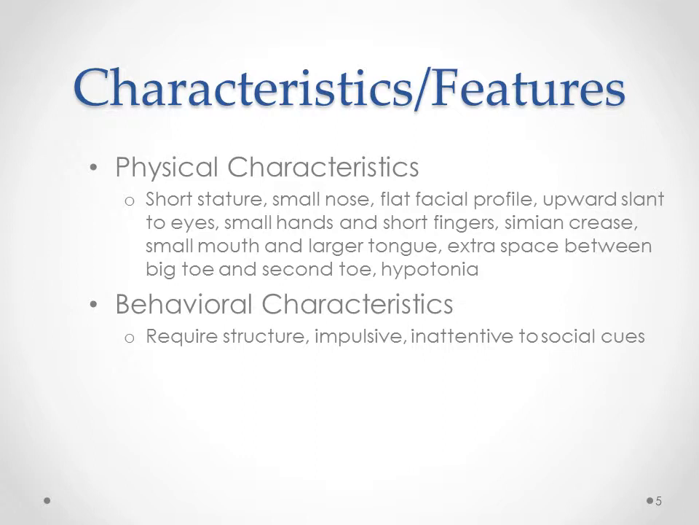Behavioral characteristics, you will see kids with Down syndrome that are very, very impulsive. They may be inattentive to social cues. Typically, when you see these behaviors, if you can structure a routine and keep things structured and keep things as black and white as possible, it tends to decrease those behaviors.